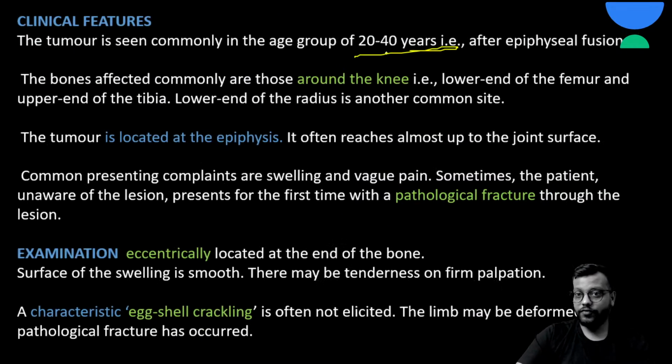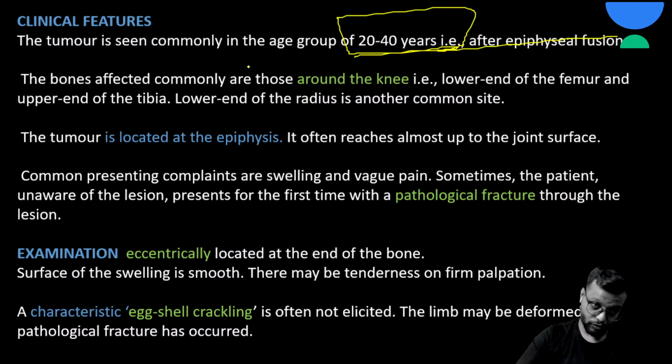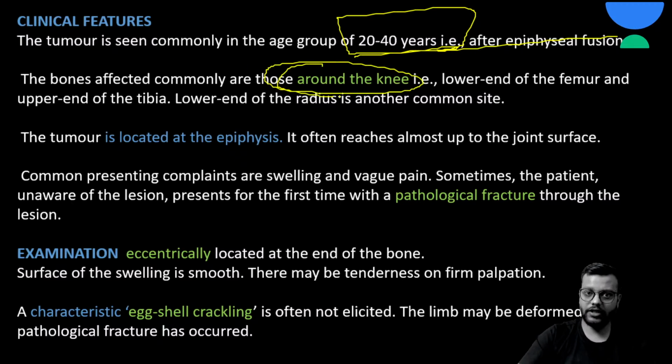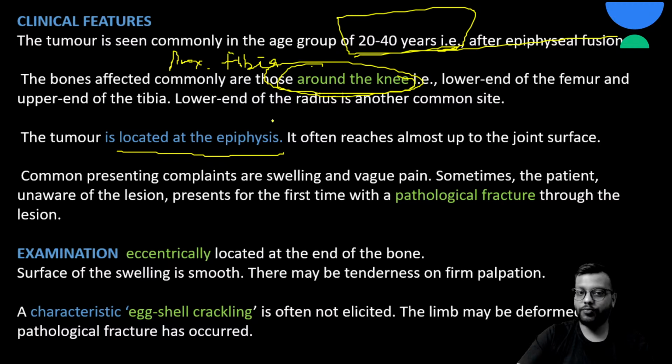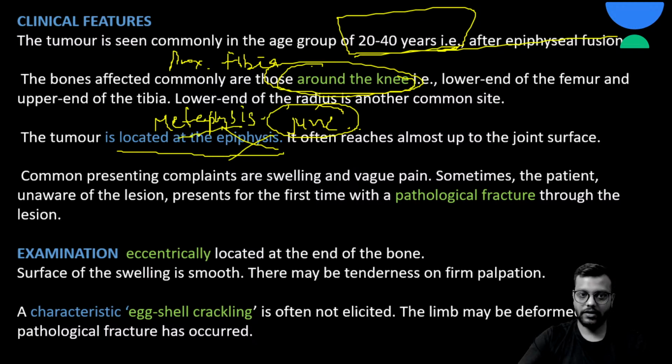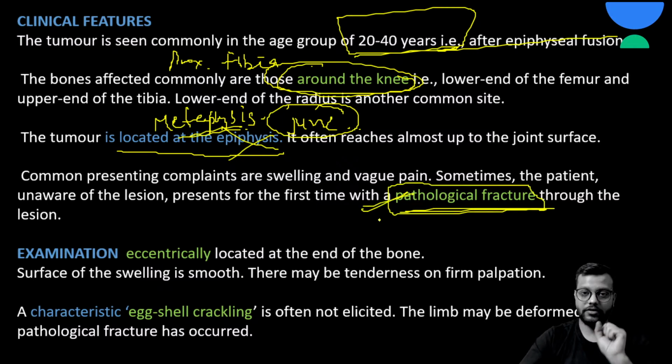Okay. 20 to 40 years after the physeal fusion, most common site is around the knee, sorry, proximal tibia and distal femur. Theek hai. Isme likha hai the tumor is located in the epiphysis, but epiphyseo-metaphyseal junction pe hota hai most commonly. Aur agar dono mein se bhi aapko choose karne ko aaye toh please choose the metaphysis. Okay. And obviously lytic lesion hai, so bone can get weak and sometimes the presenting feature may be the pathological fracture.